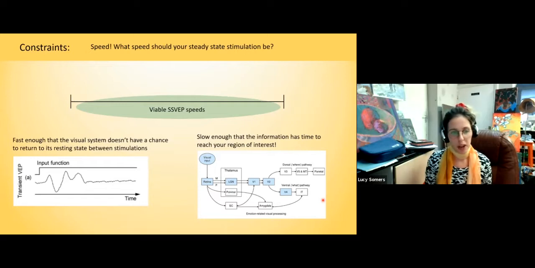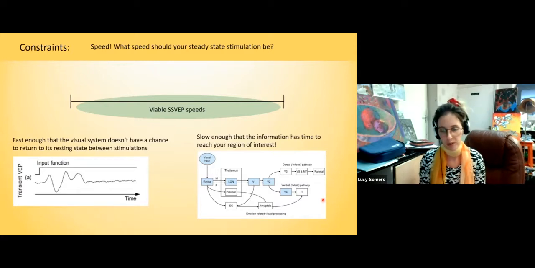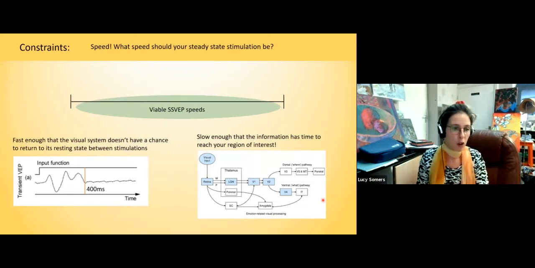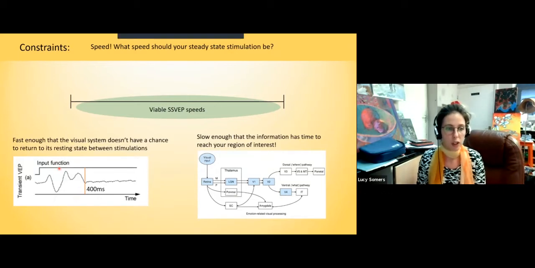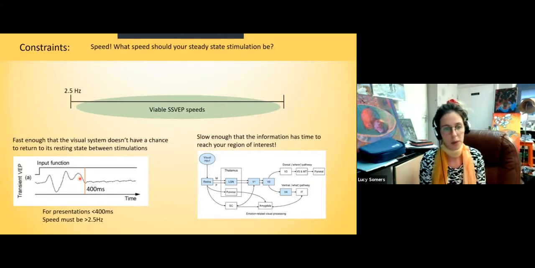So some of the constraints to be aware of when you're running an SSVEP study is that it's going to be very important to pick the right speed for your stimulus. Basically, you need your stimulus to be fast enough that the brain doesn't have a chance to return to the resting state before you show the next stimulus, because this creates the synchronized and frequency-tagged response that you're going to look for. So if your ERP response function usually ends after 400 milliseconds, you know that you need your frequency of stimulation to be faster than 2.5 hertz.